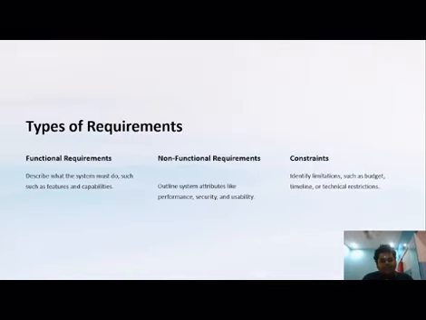Types of requirements: functional requirement, non-functional requirement, and constraint. Functional requirements describe what the system must do, such as features and capabilities. Non-functional requirements outline system attributes like performance, security, and usability. Constraints identify limitations such as budget, timeline, or technical restrictions.